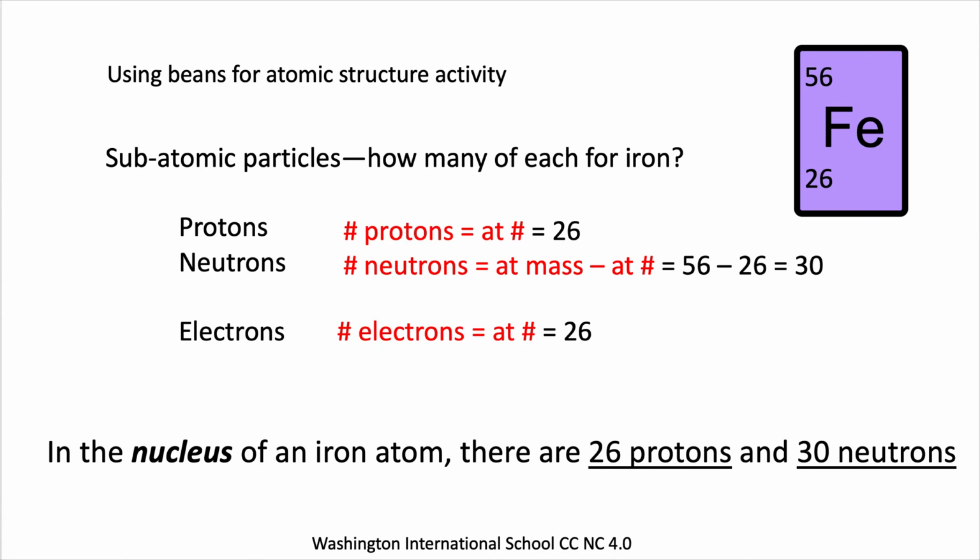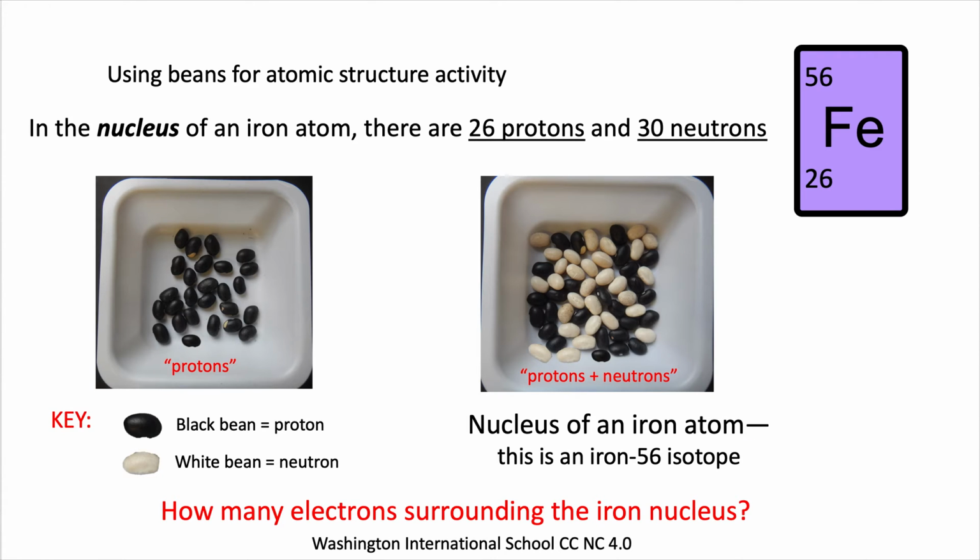Here we've got iron, and the atomic number, the lower number in the box, is 26. That's the number of protons, and that's the same as the number of electrons. And the number of neutrons is the atomic mass, 56, minus 26, giving 30 neutrons. So we're going to use, in our key here, the black bean as the proton, so there should be 26 in there. And then to make the nucleus of an iron atom, the iron-56 isotope with a fixed number of neutrons, here 30, we should have 30 of the white navy beans there.